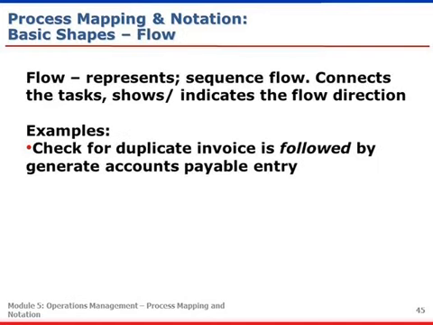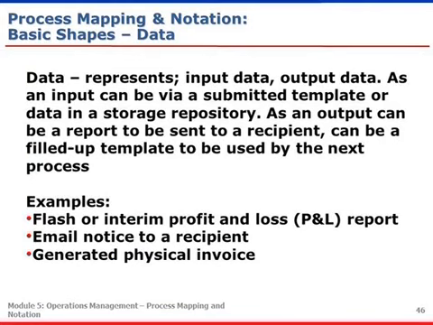Flow represents sequence flow, connects the tasks, and indicates the flow direction. For example, check for duplicate invoice is followed by generate accounts payable entry. Data in this page represents input data or output data. An input can be via a submitted template or data in a storage repository. An output can be a report to be sent to a recipient, or a filled-up template to be used by the next process. For example, flash or interim profit and loss (P&L) report, email notice to a recipient, and generated physical invoice.